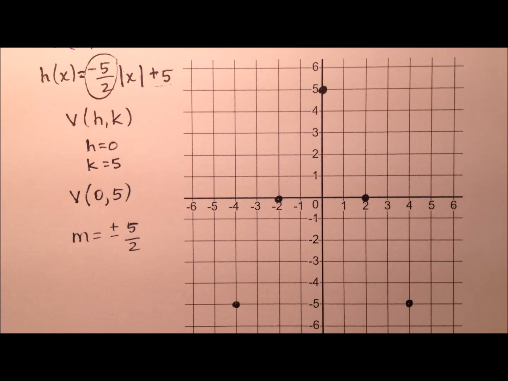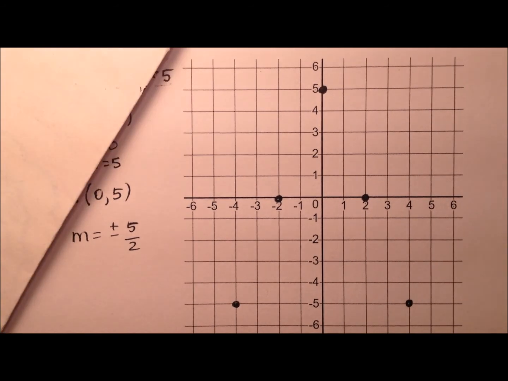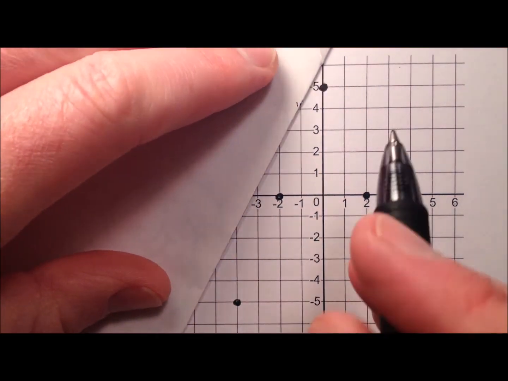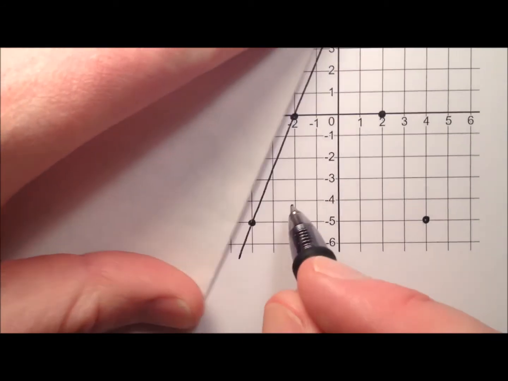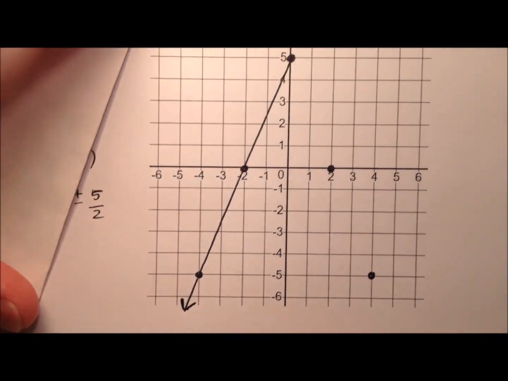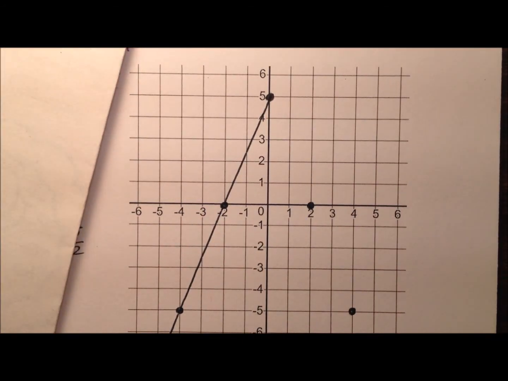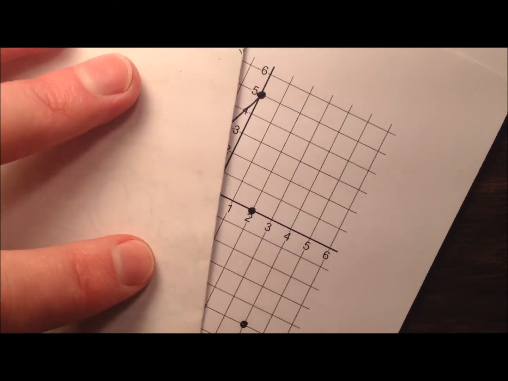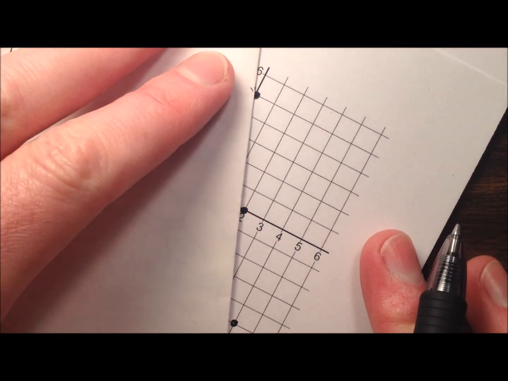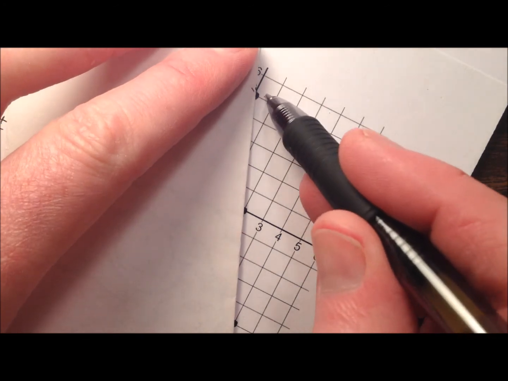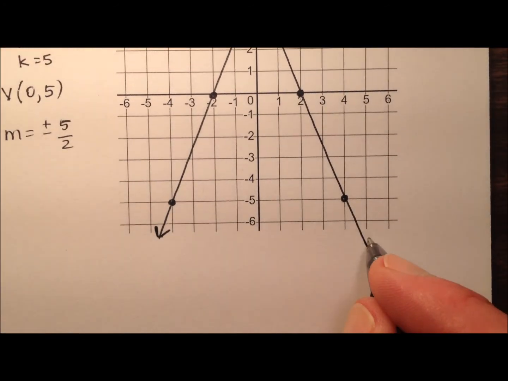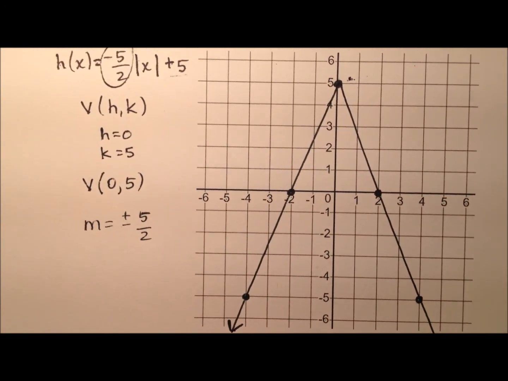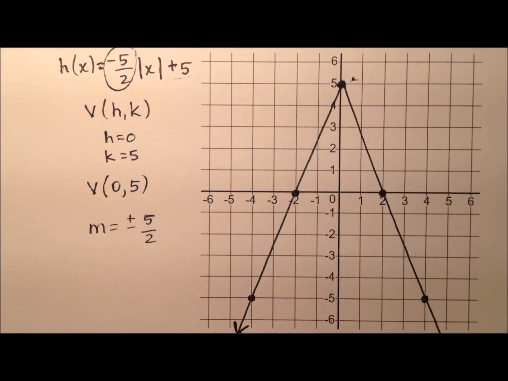So let's go ahead and grab our handy dandy straight edge and just draw these legs in. So from the vertex, we're going to be coming down. I'll go ahead and draw the arrow on the end, indicating that this goes on forever in that direction. And let's go ahead and do it to the other side as well. So we started at our vertex, and then we're coming down nicely and put an arrow there on the end. So this is what this absolute value graph will look like.